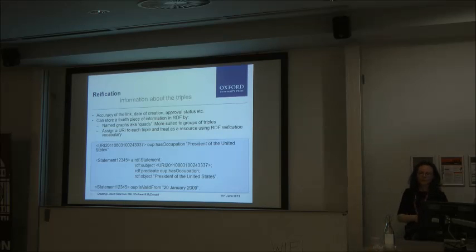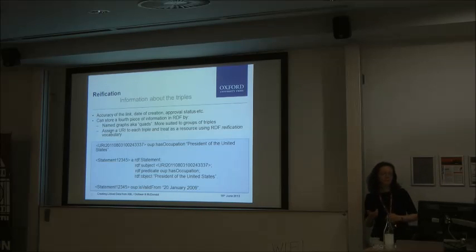So we've got a URI who has the occupation of President of the United States. So we create a statement 12345, and use the RDF subject, which was the original subject of our triple, RDF predicate, OP had occupation, and object president. And then we can start to add in extra information about this statement, which would say it was valid from the 20th of January 2009. And RDF provides nice vocabulary for this with statement, subject, and so on.